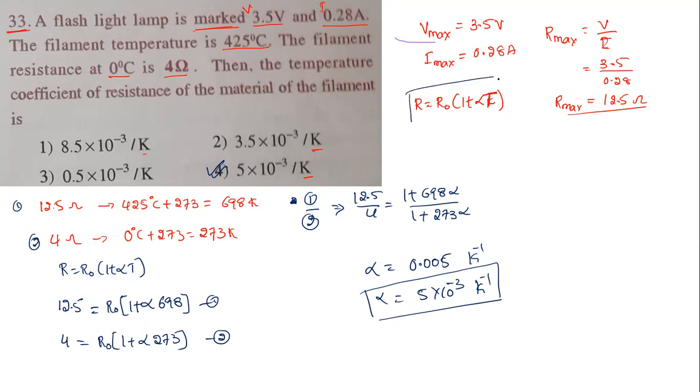The major thing here is that you should remember this formula very well. I'll write it one more time: R equal to R naught times 1 plus alpha T. That's a major formula you need to remember. So the question is clear, the concept is clear.